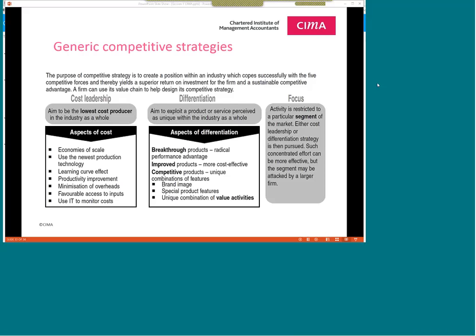And sometimes quality can be the same, but the differentiation is the brand name, and they are willing to pay more for that as well. So that would be an example of differentiation strategy, for example.